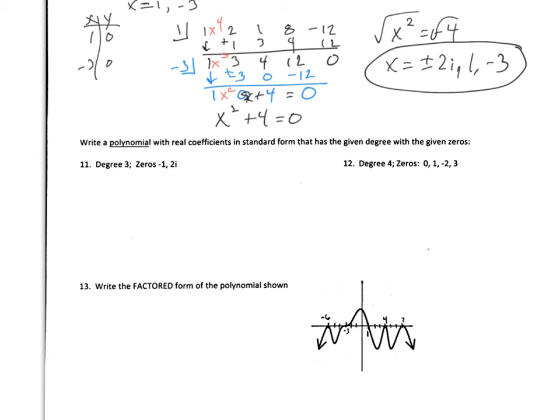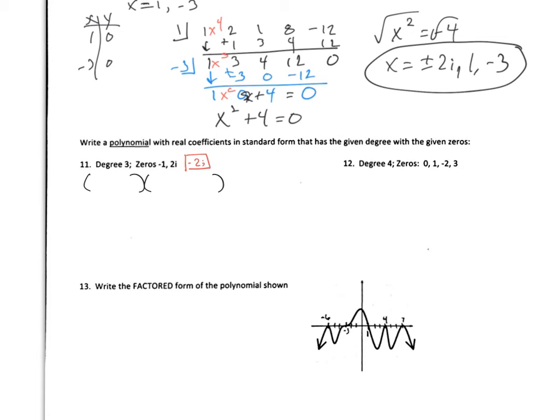Now, as you know, these take a minute, so it's definitely going to be on the test. It won't be on here twice, but it's definitely on the test. So get yourself set up. We're supposed to have a degree 3, which means we should have 3 zeros. Of course, with this, they don't give you the third one. If 2i is a root, then negative 2i is also a root.